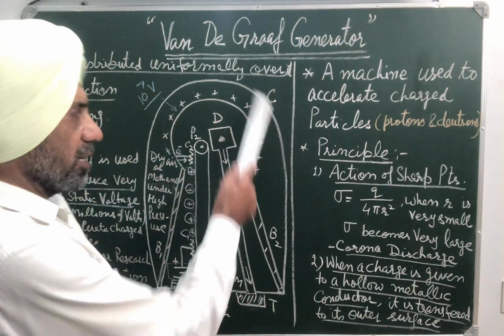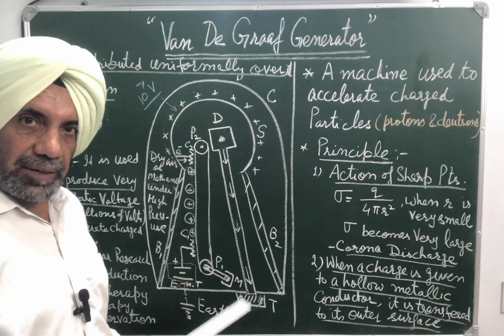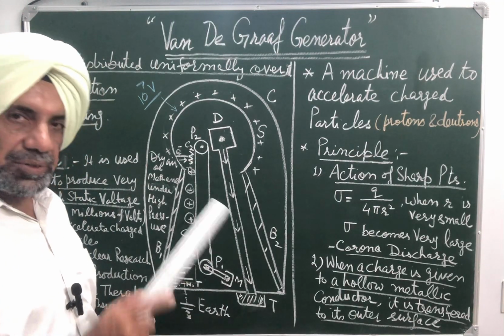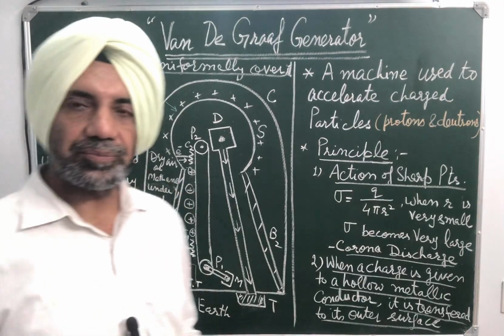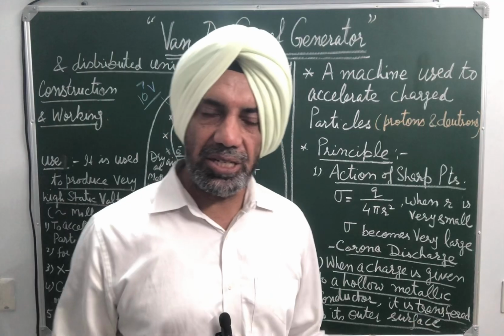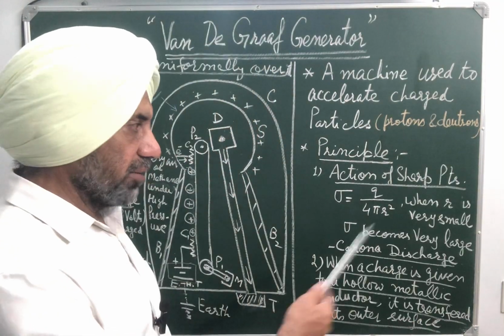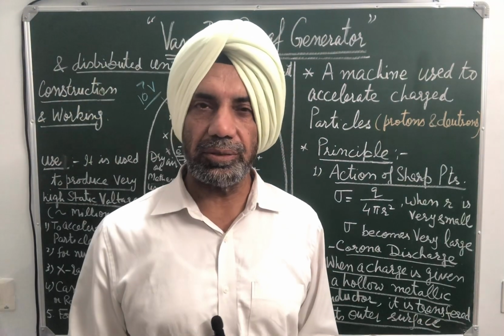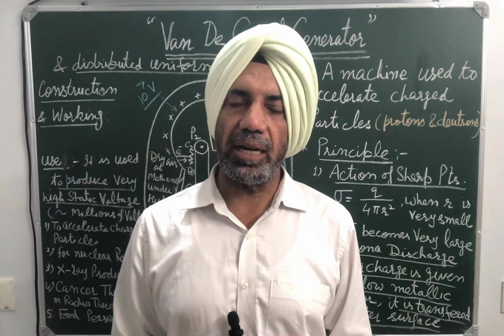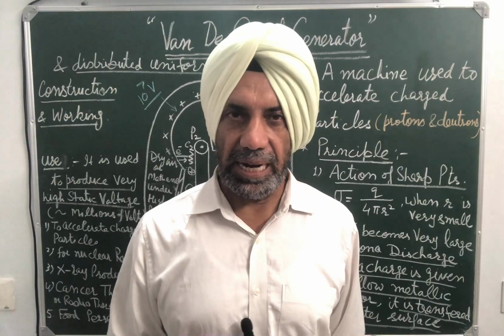It may be negative potential also. Electrons can also be accelerated. When we have to accelerate electrons, then C1 is given negative charge. The process is reversed. But to accelerate electrons, there are some limitations, and some other devices are used to accelerate electrons. So this is how Van de Graaff generator is used to accelerate charged particles.